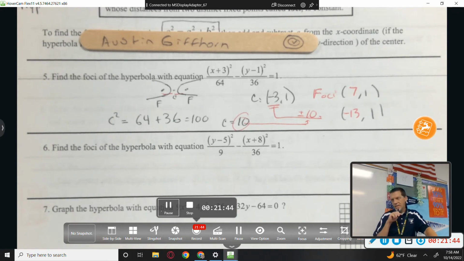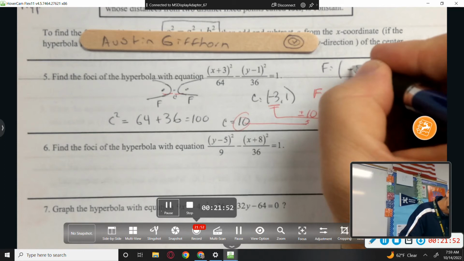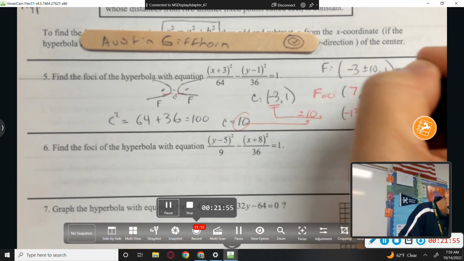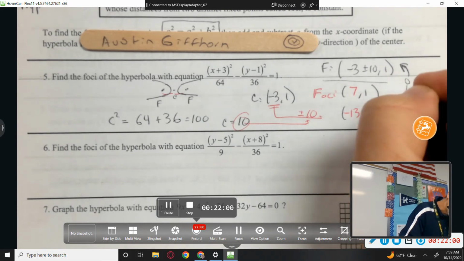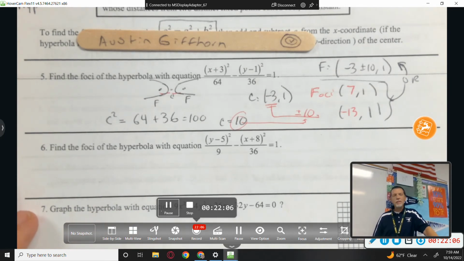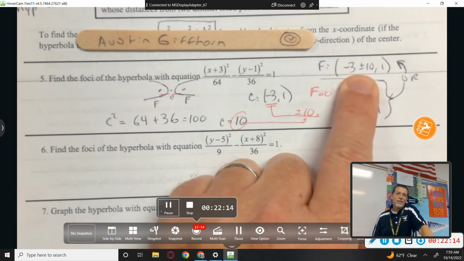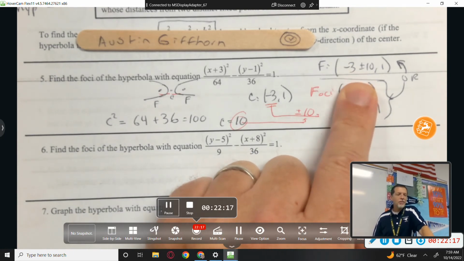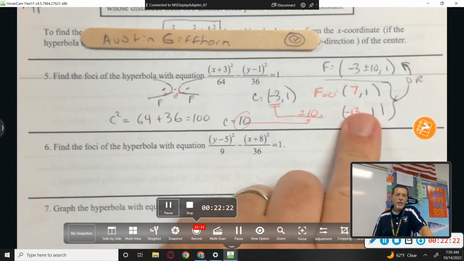Ava, are we going to do that thing that's like negative 3 plus or minus 10? Yeah, absolutely. Good question. So if you wanted to just write that as negative 3 plus or minus 10, comma 1, either one of those answers is completely, equally acceptable. Not a preference at all. Because that's shorter, it's also almost more descriptive of how to find the foci. You go left and right 10 from negative 3, 1. If you want the actual points, then you can write them out. So either one is fine.